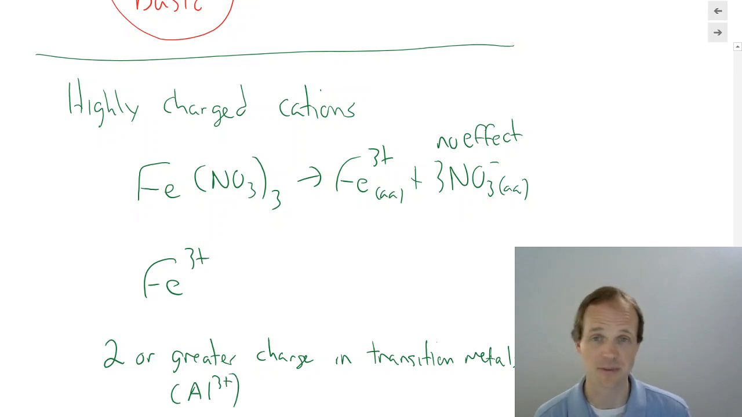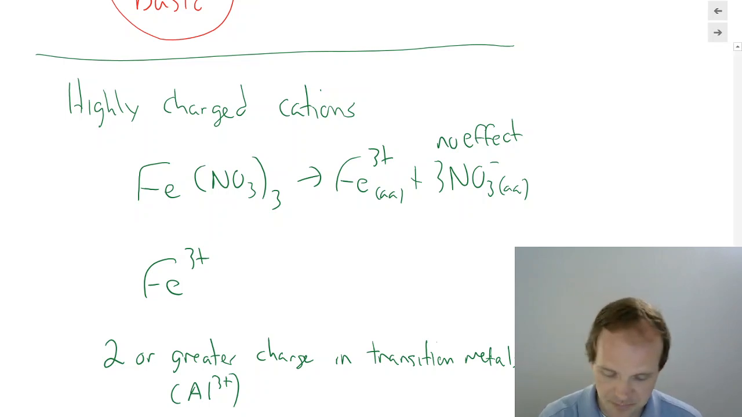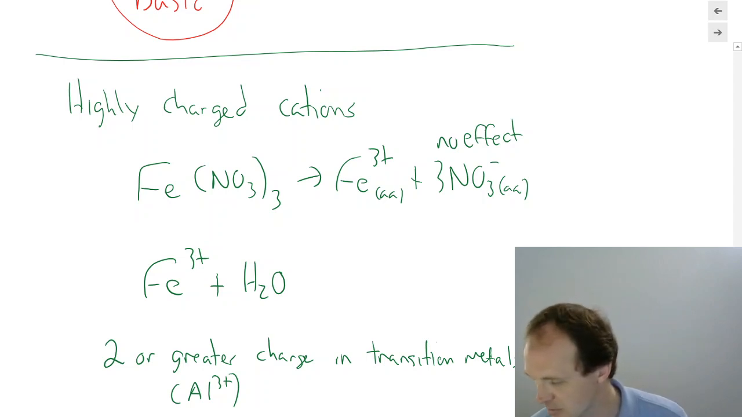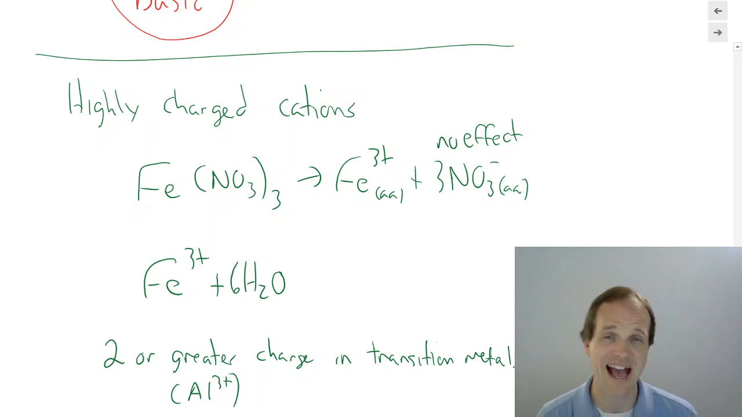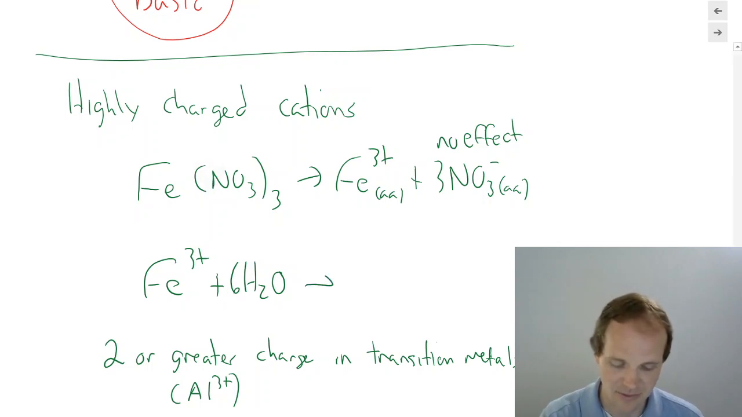Or aluminum. Aluminum's not in the transition metals, but it also does this. If it has a 2 or greater charge in the transition metals, one of the things it can do is react with water. And in fact, it's going to react with several waters, usually 6, not always 6. There are actually rules about which ones, but as long as you understand this concept, just say 6 waters, and we're fine.